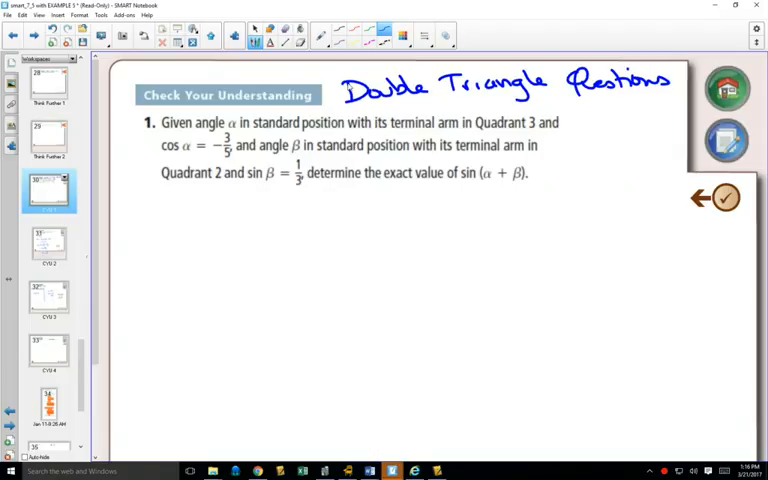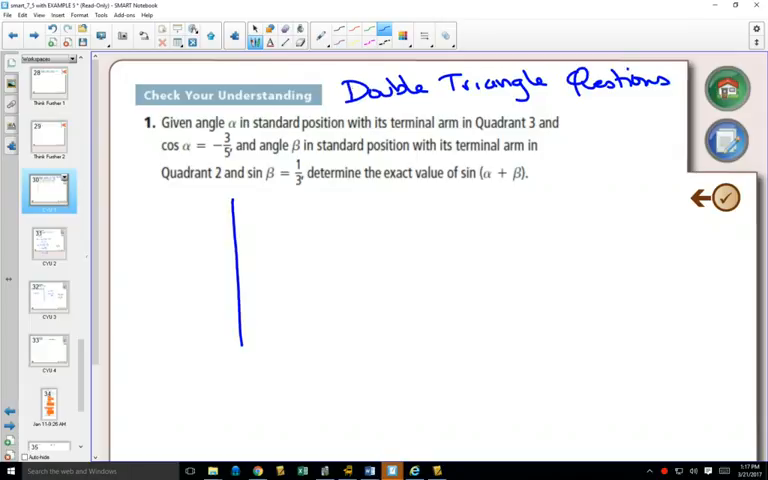2. Perfect. So the reason we have to make 2 triangles is because they give us information about the angle alpha, so we're going to make a triangle for angle alpha, and they give us information about beta, so we're going to make a triangle for angle beta. Now, in all of these double triangle questions, they're always going to give you enough information to figure out what quadrant it's in. This one is really easy. The angle alpha with its terminal arm in quadrant 3. This is about as easy as it gets for figuring out what quadrant it's in, because they tell you directly.